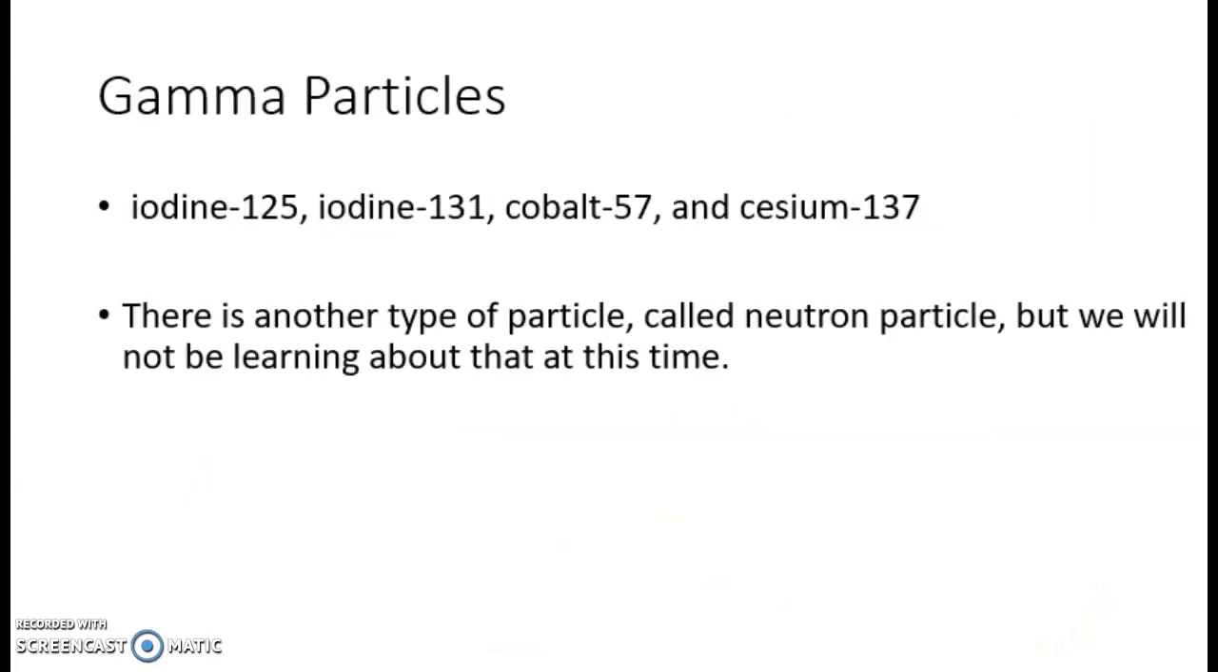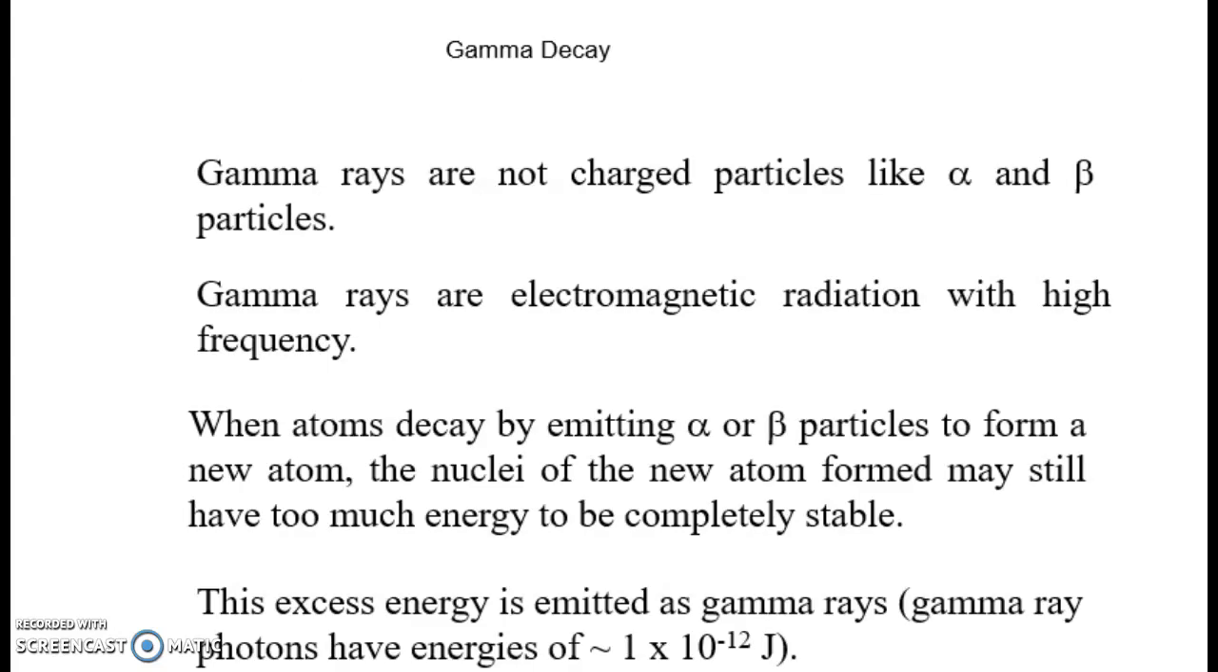So gamma particles are typically emitted from substances like iodine-125, iodine-131. Remember, those are isotopes of each other, different numbers of neutrons. Cobalt-57 and cesium-137. Gamma rays are not charged particles like alphas and beta particles. They are electromagnetic radiation. They have a high frequency.